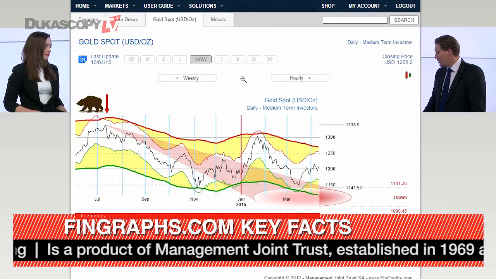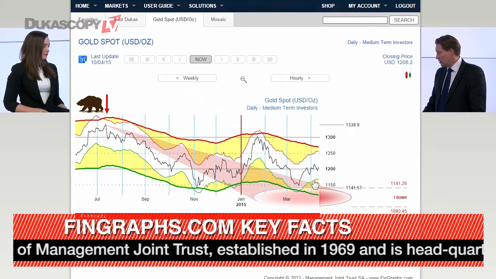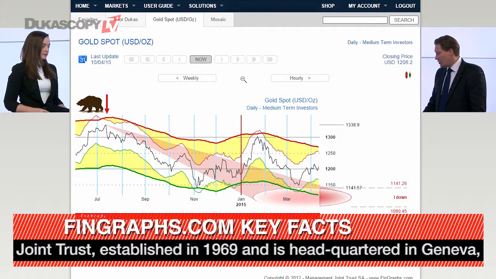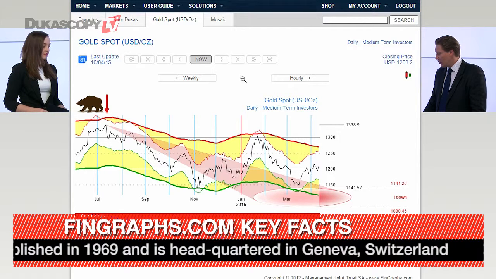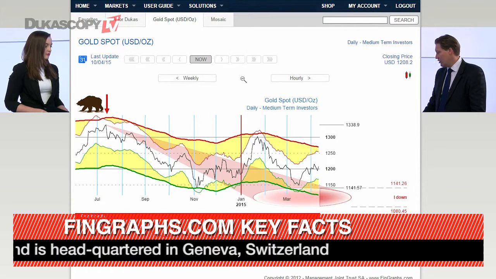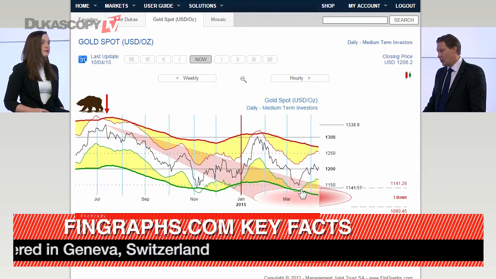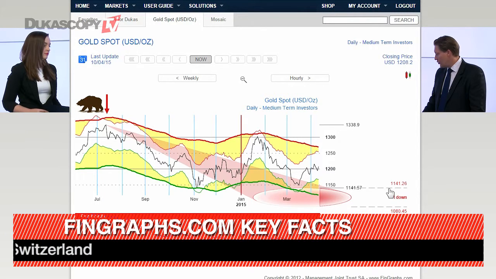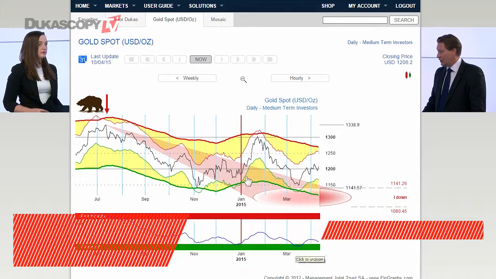Now on the daily basis, also still in a downtrend despite the reaction. We would label this as an intermediate bottom. We did see stress on our envelopes and our risk index in the green, but the envelopes are still heading lower. Targets over the next few months between 1141 and 1080.